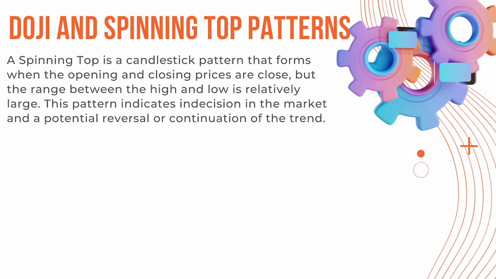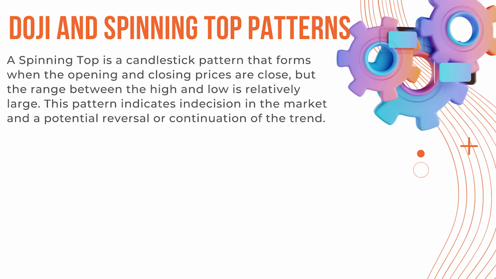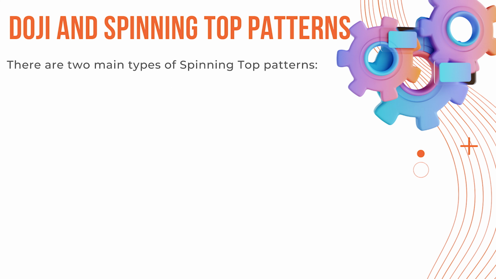A spinning top is a candlestick pattern that forms when the opening and closing prices are close, but the range between the high and low is relatively large. This pattern indicates indecision in the market and a potential reversal or continuation of the trend. There are two main types of spinning top patterns.